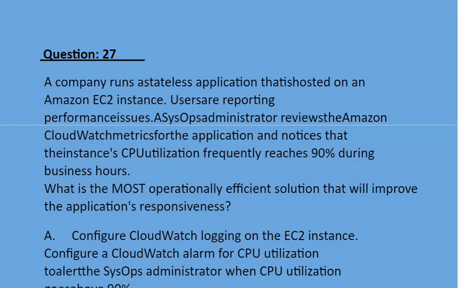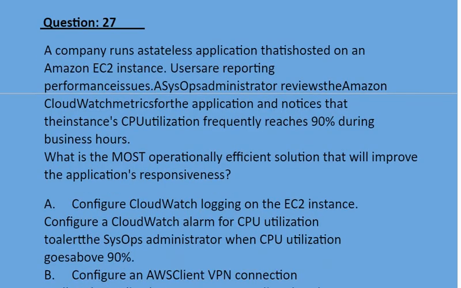Question: A company runs a stateless application that is hosted on an Amazon EC2 instance. Users are reporting performance issues. A SysOps administrator reviews the Amazon CloudWatch metrics for the application and notices that the instance's CPU utilization frequently reaches 90% during business hours. What is the most operationally efficient solution that will improve the application's responsiveness?